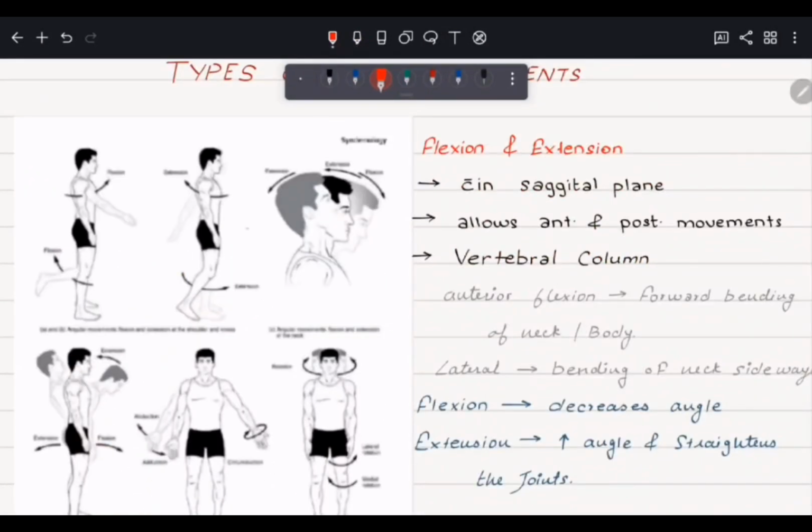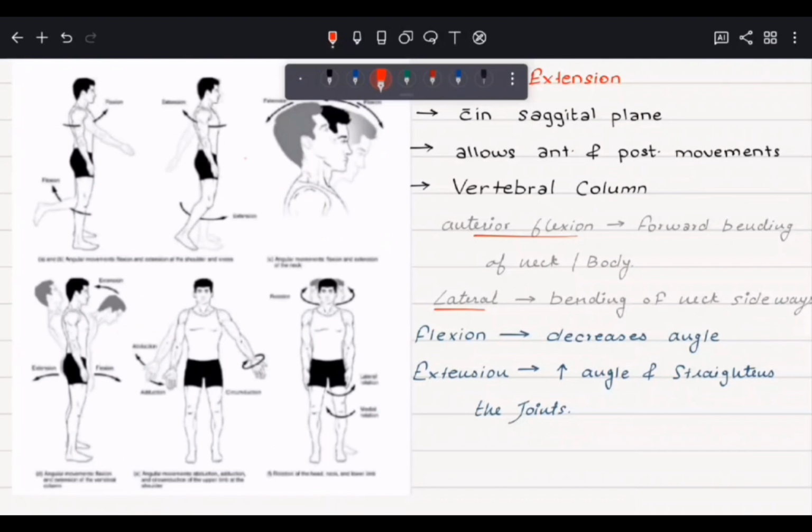Moving on, types of body movements. We have flexion and extension. Within the sagittal plane, they allow anterior and posterior movements. For example, take the vertebral column: we have anterior flexion, which is forward bending of the neck and body, whereas lateral flexion is the sideways bending of the neck.